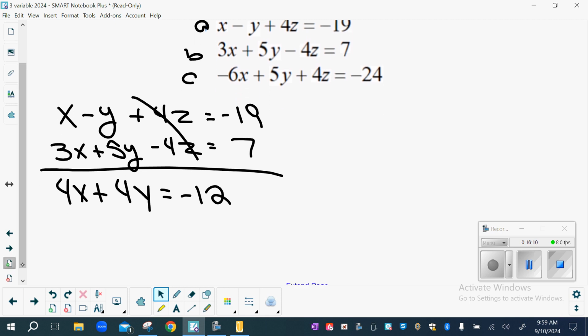I'm going to go to B and C next. B and C. And here's why. They're already opposites, right? Could I do C and A? I could. But, you know, I'm lazy.